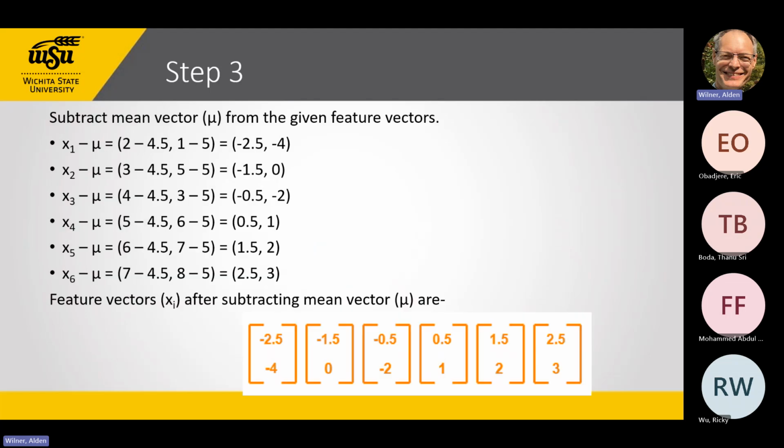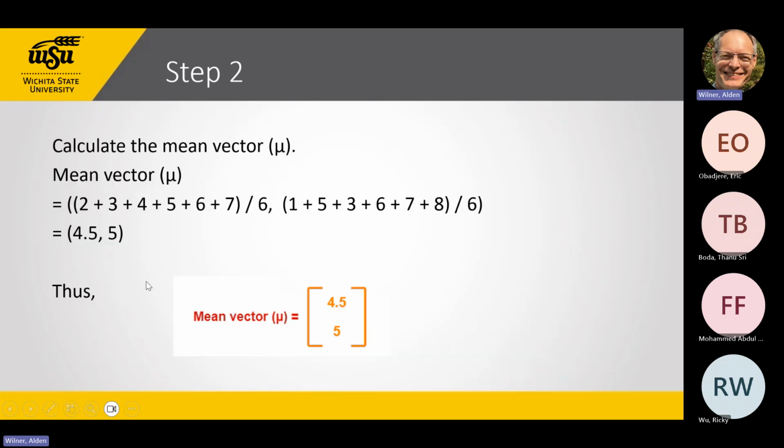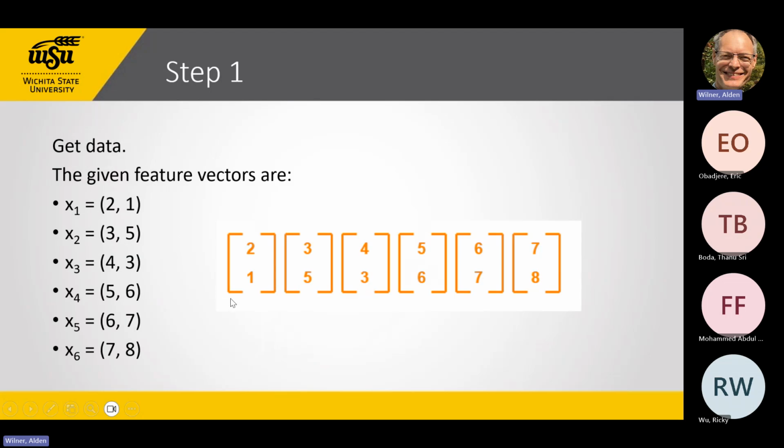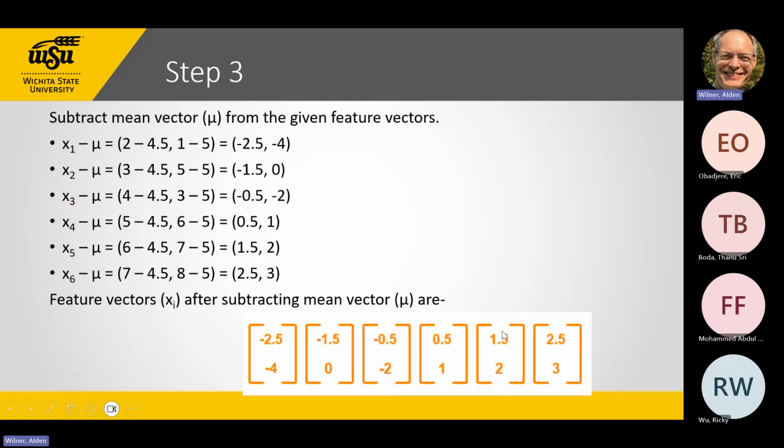Now we're going to subtract that mean vector from all of our given feature vectors. Our first feature was (2, 1). So we subtract 4.5 from the top and 5 from the bottom, and we get (-2.5, -4). For x6, that value was (7, 8). So we subtract 4.5 from 7 and 5 from 8, and we get (2.5, 3).